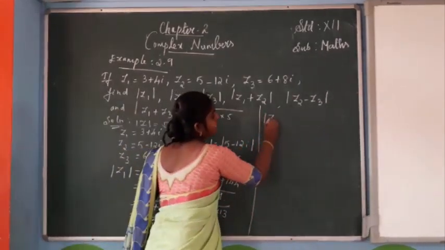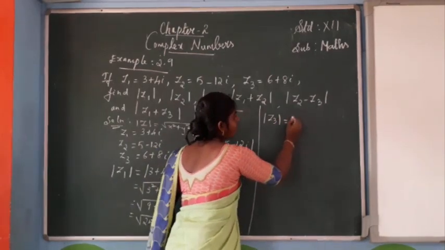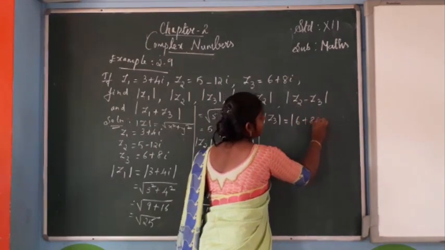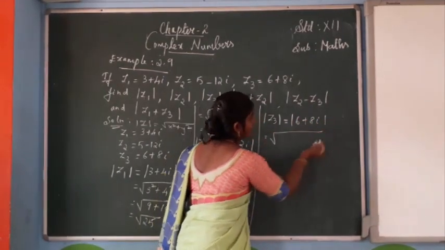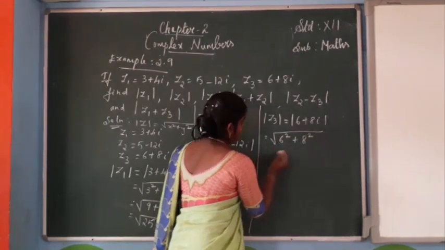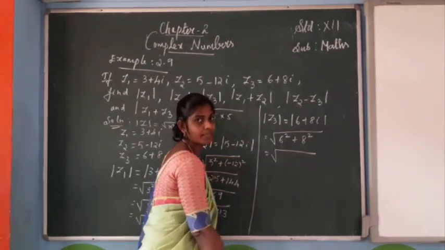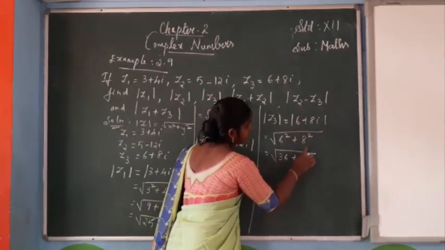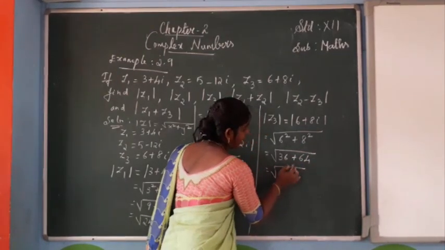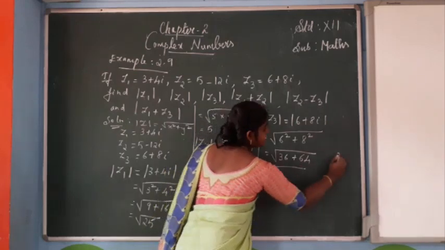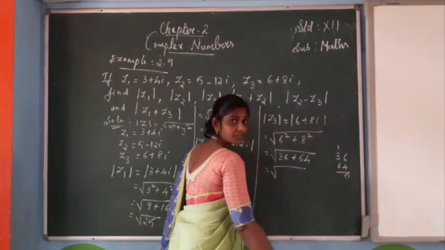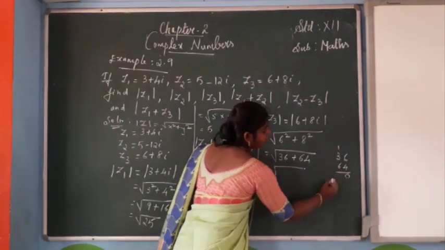Next we find the modulus of Z3. The value of Z3 is 6 plus 8i. So modulus Z3 equals the root of 6 square plus 8 square. 6 square is 36 and 8 square is 64. Now add the values: 36 plus 64. What is the value? 3 plus 6 is 9, plus 1, so 100.